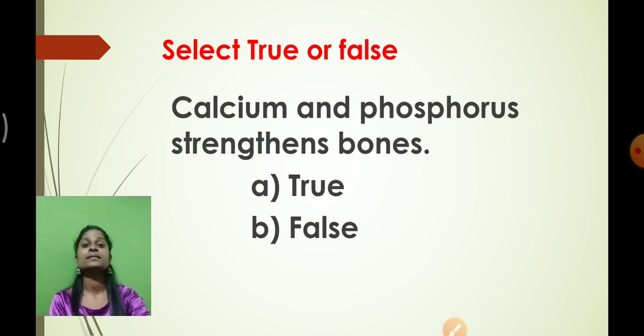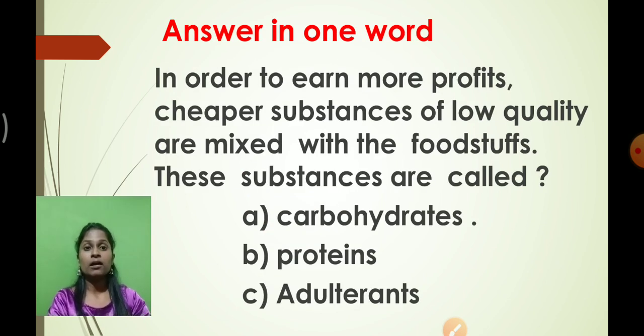Then the next question, you might get an answer-in-one-word type of question. Even in this type of question, you don't have to type anything. Again you will be provided with the options, and like this you have to answer. So what is the question? Read carefully. In order to earn more profit, cheaper substances of low quality are mixed with the food stuff. They are called what?